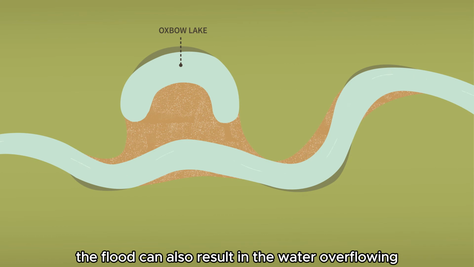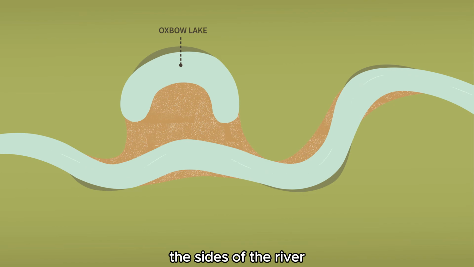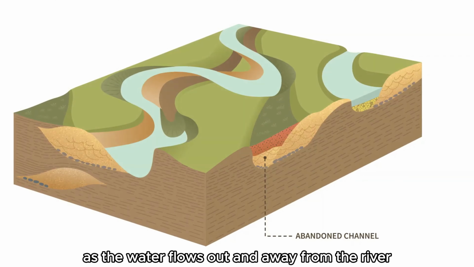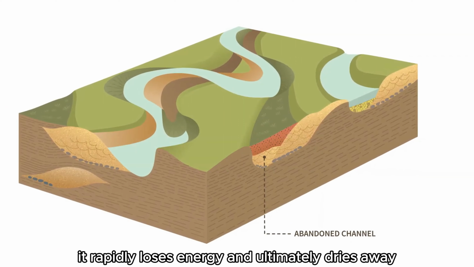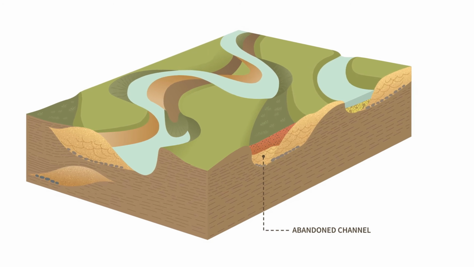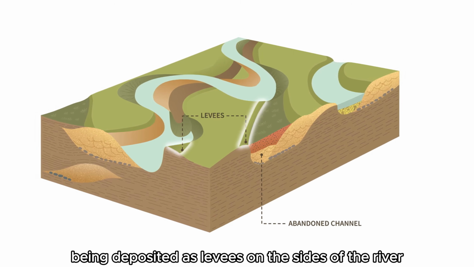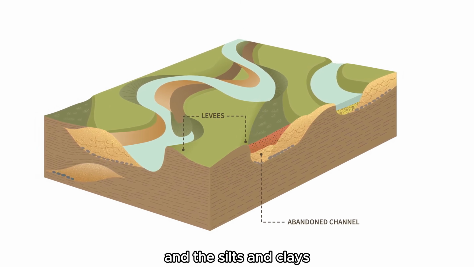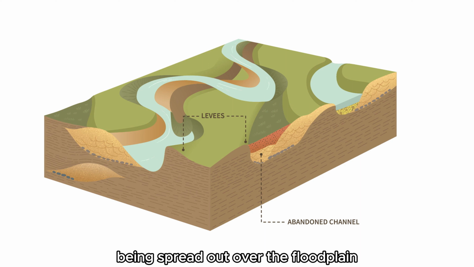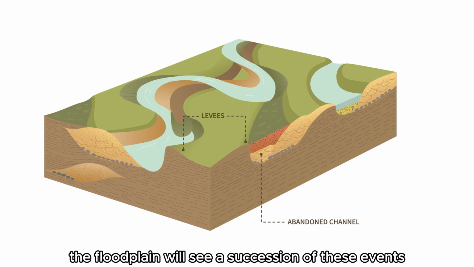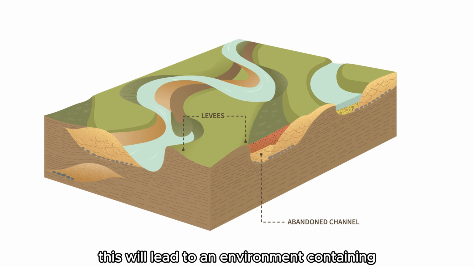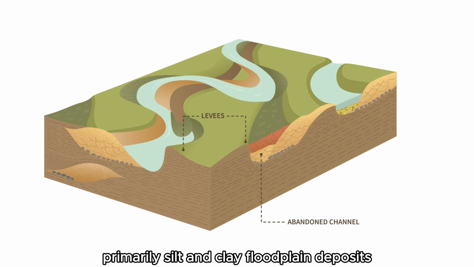The flood can also result in the water overflowing the sides of the river. As the water flows out and away from the river, it rapidly loses energy and ultimately dries away. This results in the suspended coarser sands being deposited as levees on the sides of the river, and the silts and clays being spread out over the floodplain. Over time, the floodplain will see a succession of these events. This will lead to an environment containing primarily silt and clay floodplain deposits.